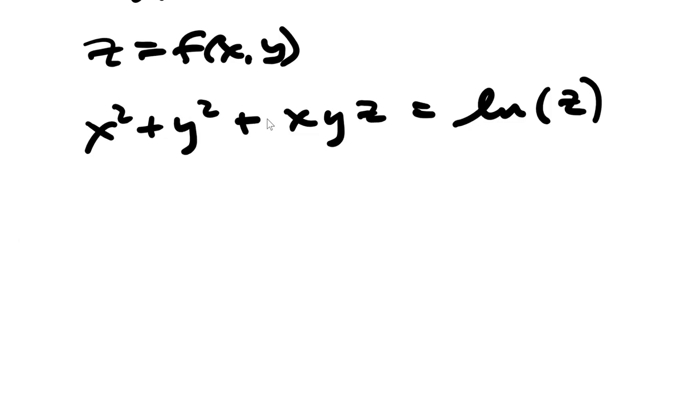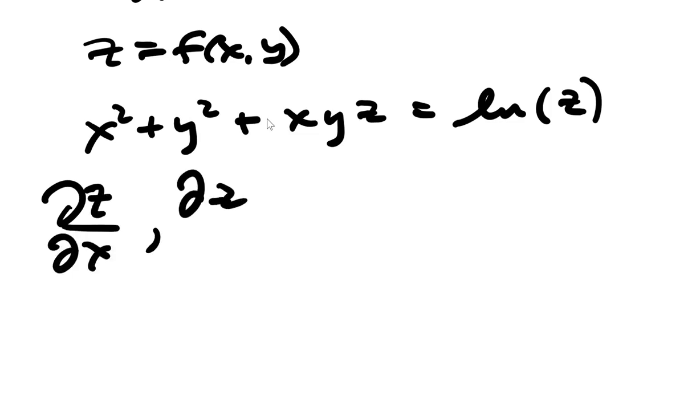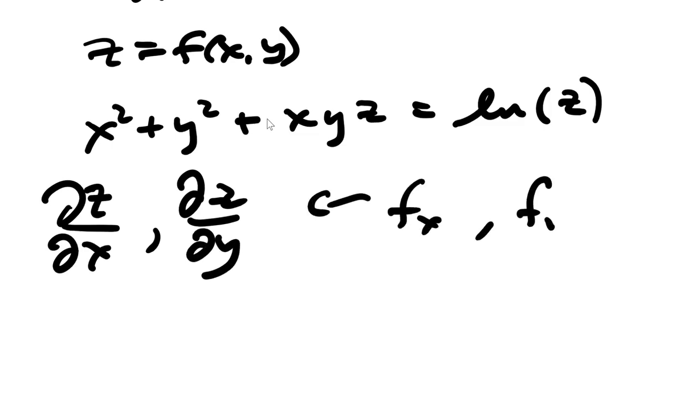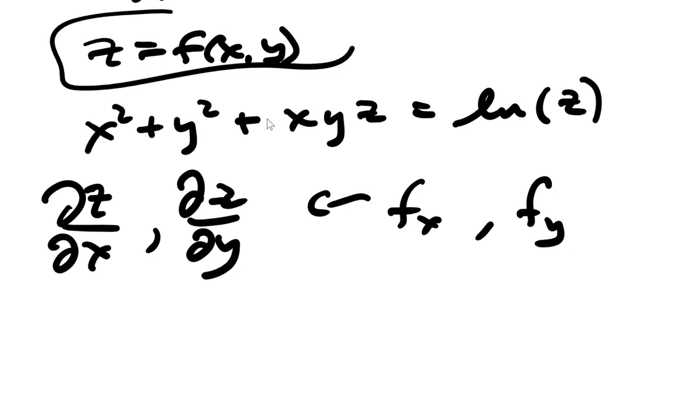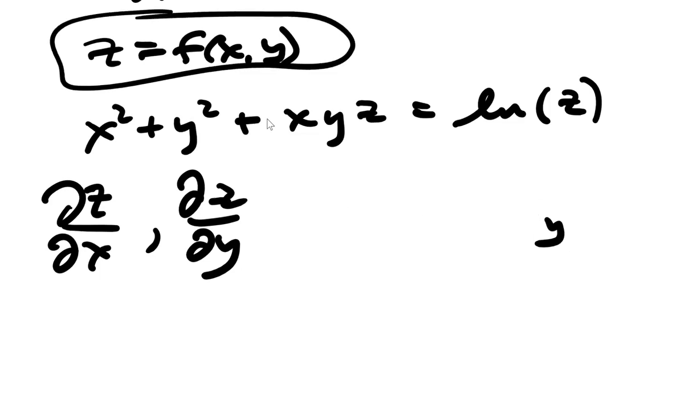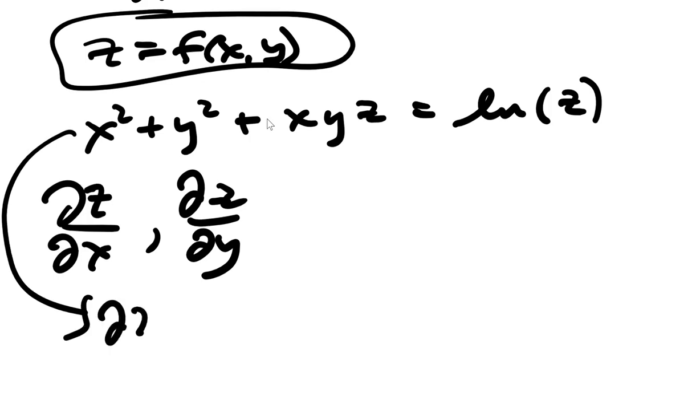So what you do is you still want to find the partial of z with respect to x and the partial of z with respect to y. Keep in mind, these are just another way of writing f sub x and f sub y, all right? Because z is f of x, y. So what you do is the same thing that you did in Cal 1. I'm going to take the derivative with respect to x, so I'm going to find partial z with respect to x first.